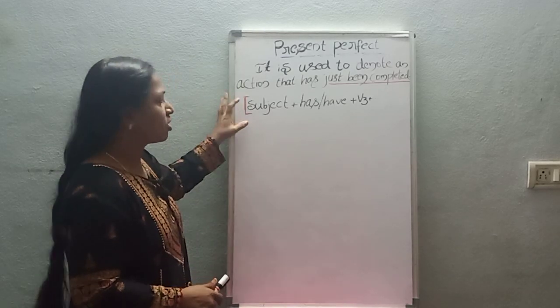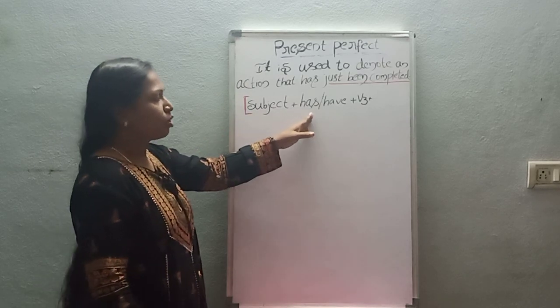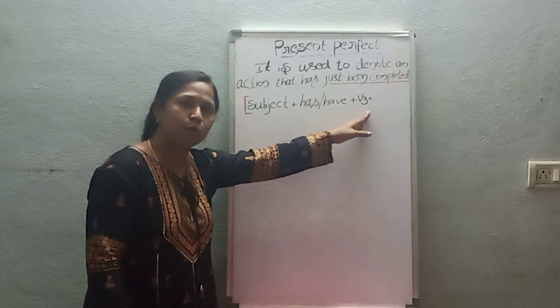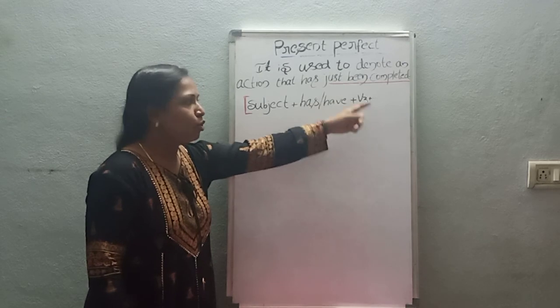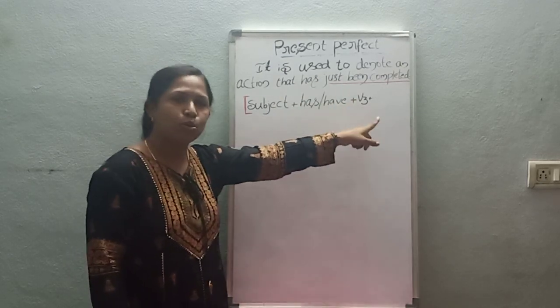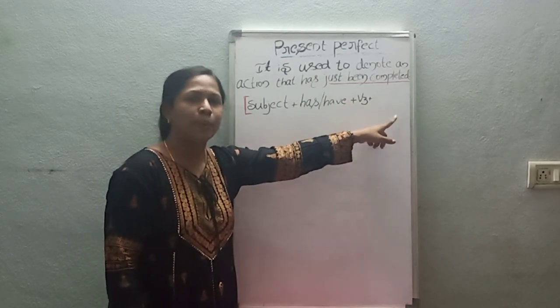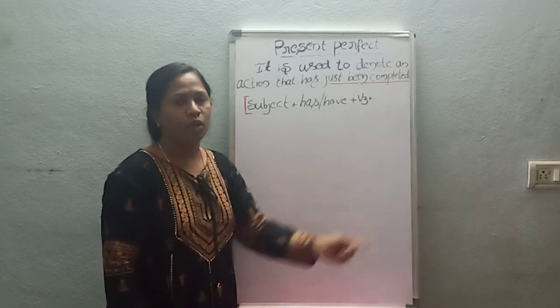Here you can see the structure: subject, has or have, and the third form of the verb, that is past participle. To identify this structure, the clues are just now, yet, recently, so far, like this.